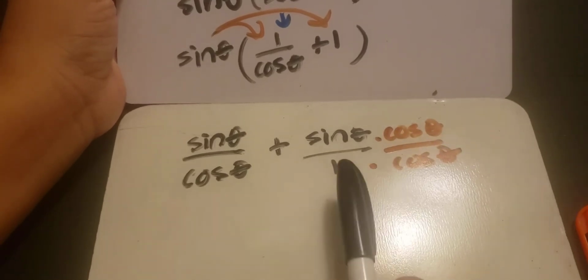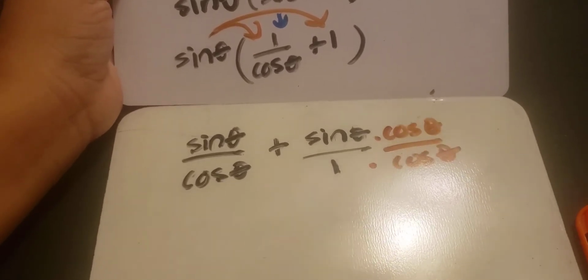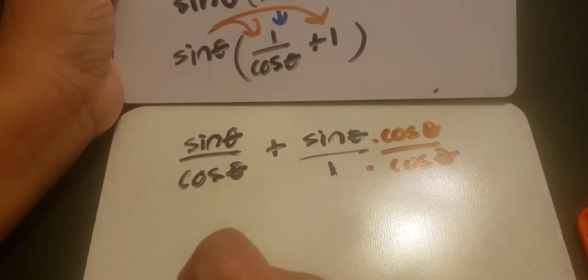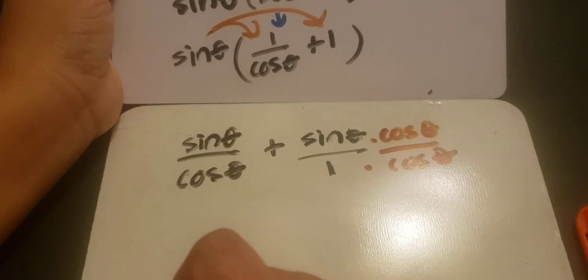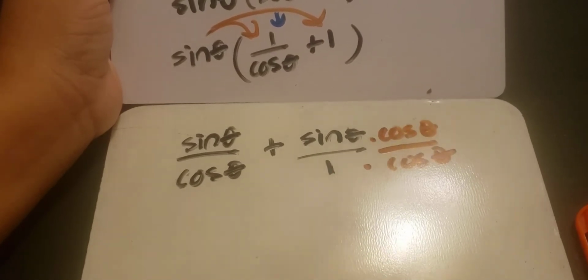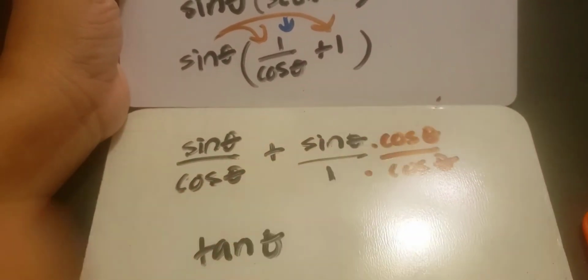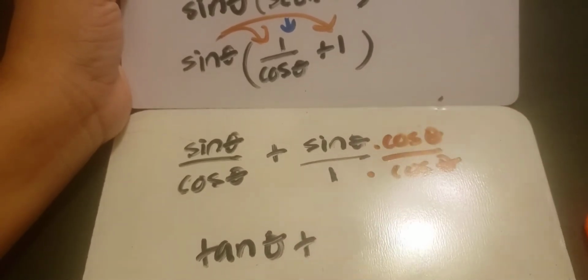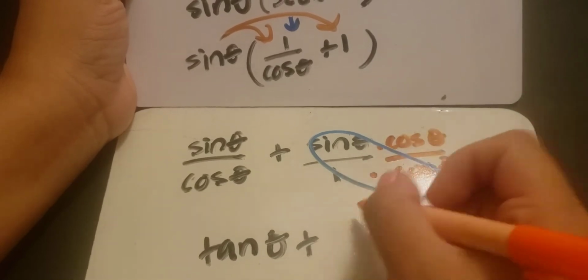And then here we have sine and cosine. Okay, let's see. I don't know. Let's try. Okay, so here we go. Tangent of theta plus, and then guys, there's a sine and a cosine here. So that's going to be tangent.